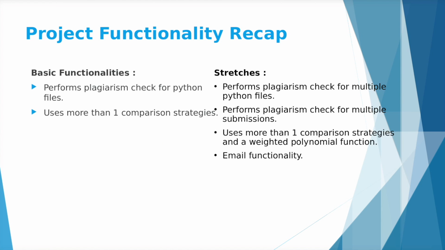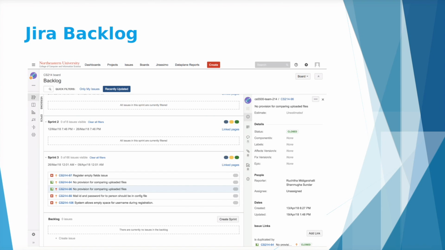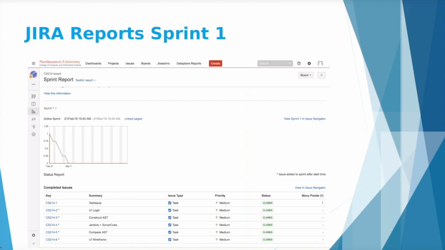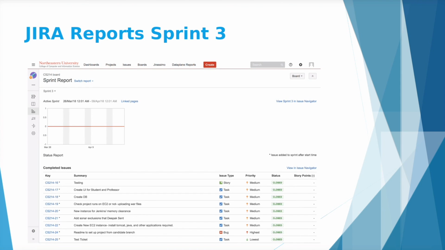A quick recap of the functionalities implemented by the team. We were able to implement three strategies for comparison, one of which was a combined strategy deploying both of strategies implemented before and getting a combined score from them. Also, we are able to send emails to the professor when he may desire. These functionalities can be tracked on Jira as a collection or individually distributed amongst the sprints. There are functionalities that were implemented in Sprint 1, Sprint 2, and Sprint 3.